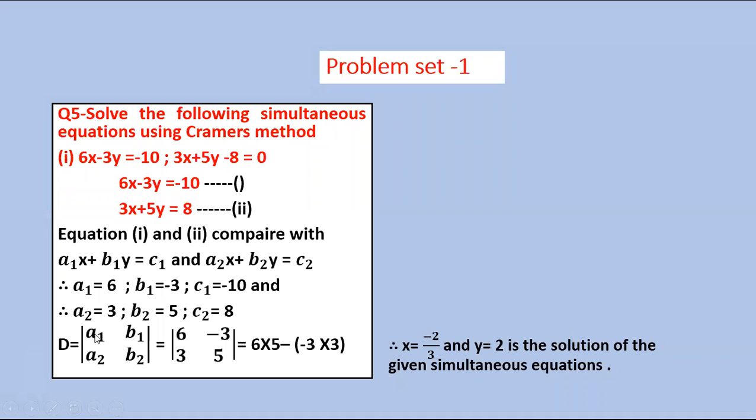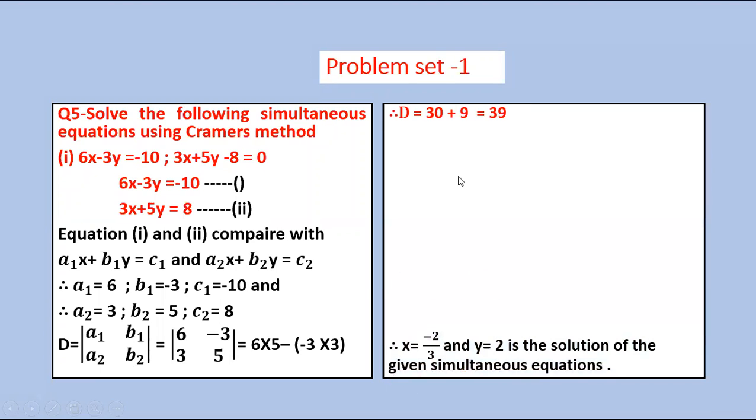First, to find the value of determinant D. In determinant a1, a2, b1, b2, substitute the values 6, 3, minus 3, 5. To find the value of this determinant, 6 multiplied by 5 minus minus 3 multiplied by 3. Then we get 6 fives are 30, minus into minus 3 threes are 9. 30 plus 9 is equal to 39.